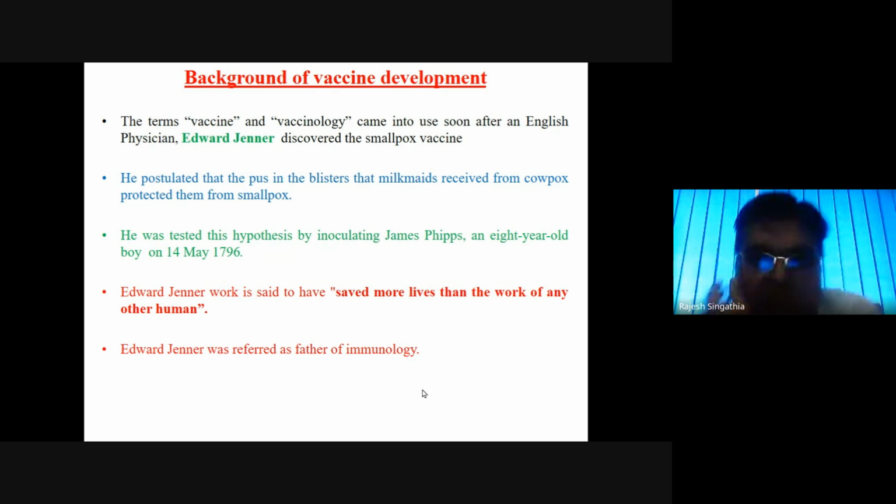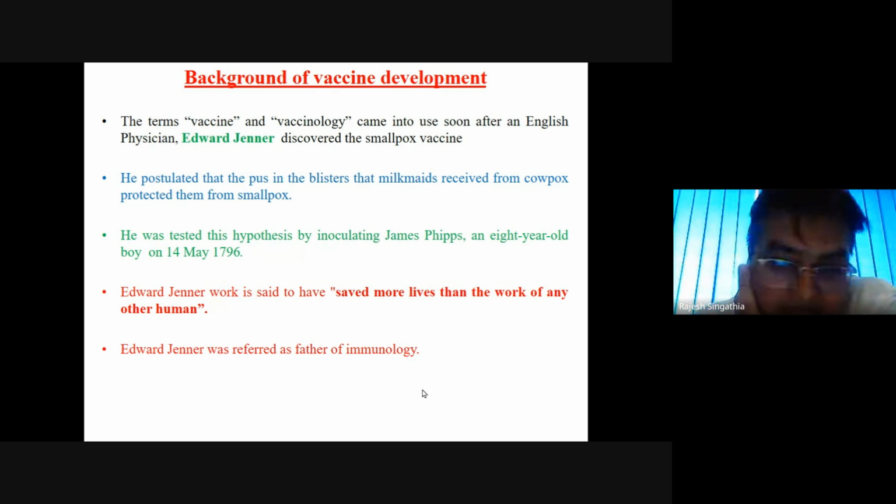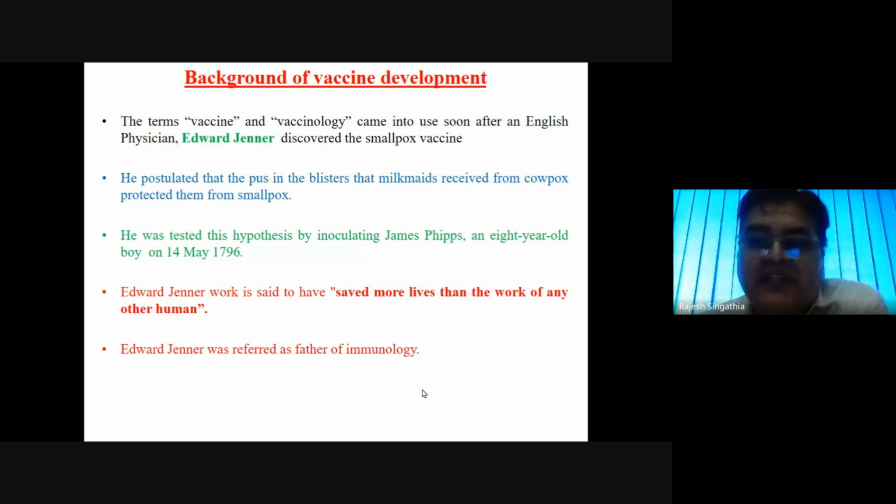We all know about Edward Jenner. He is known as the father of immunology. This rural physician was aware of the farm workers' belief that if you had cowpox in the past, you would not get smallpox. So what is the difference between cowpox and smallpox?